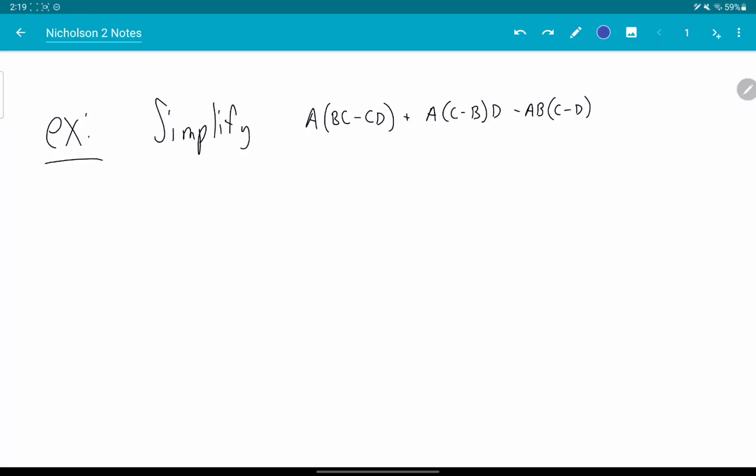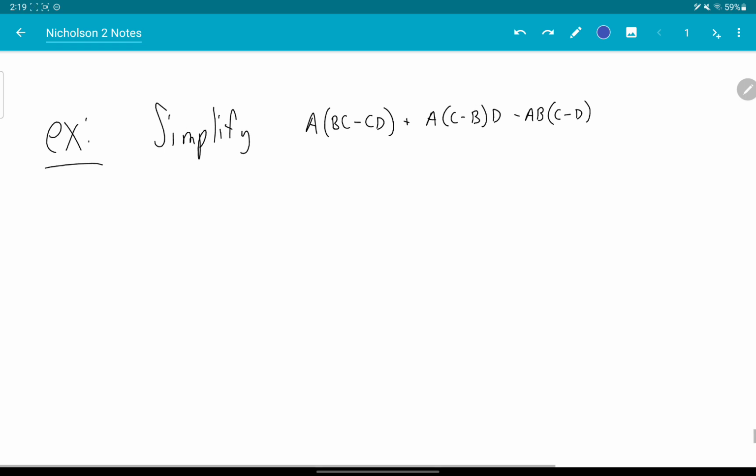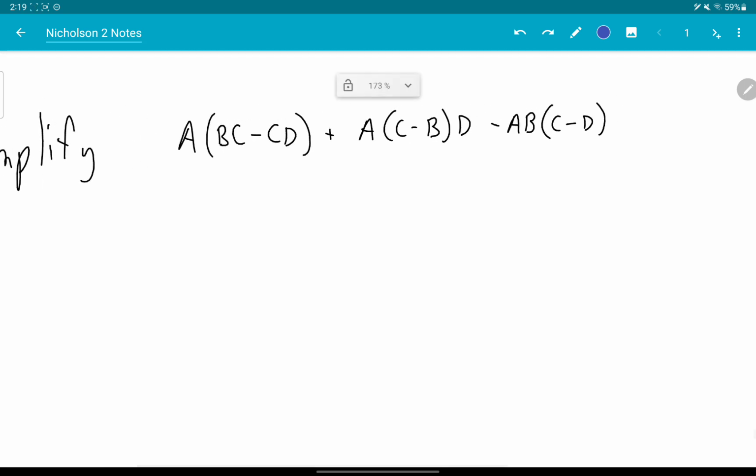Okay, let's use that arithmetic theorem to simplify this abstract expression. So we're going to do some distributions, slowly, carefully. So the A can go in like this, right? And likewise, this A can go in like this. And then I'll take the AB. It'll go in like this.